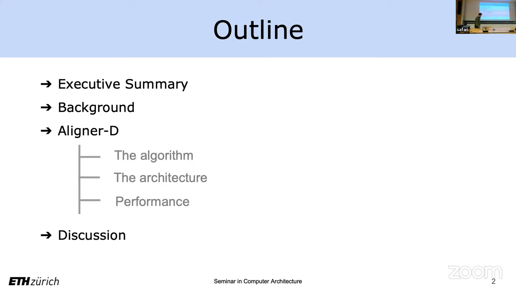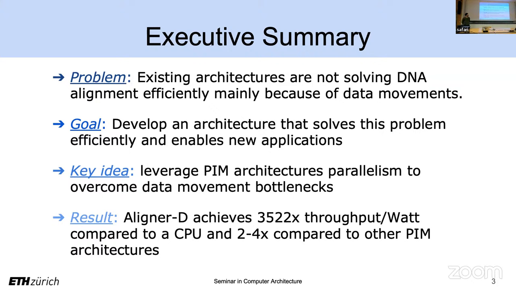So let me first start with an executive summary. The problem is that the existing architectures are not solving DNA alignment efficiently. And this is mainly, especially for von Neumann architectures, because of the data movement bottleneck. So the goal of the authors was to develop an architecture that solves this problem efficiently and also enables new applications. For this, the key idea, as I said, the problem was data movement. So it may sound like a good idea to use processing in memory to overcome these data movement bottlenecks.